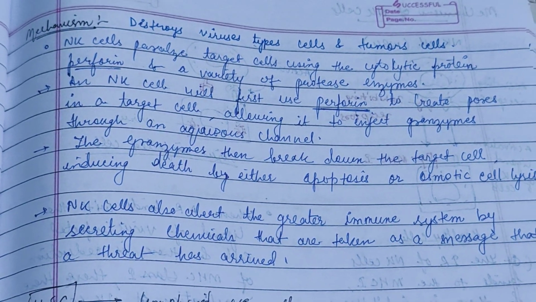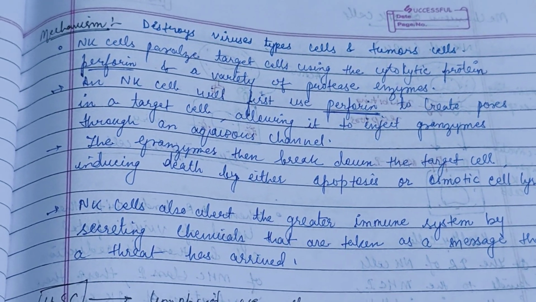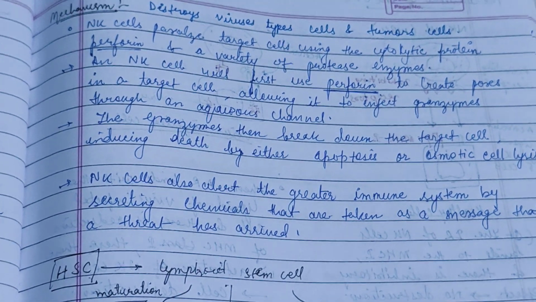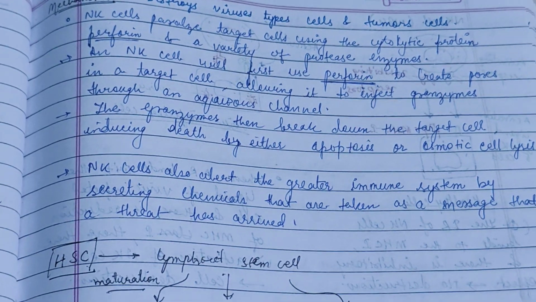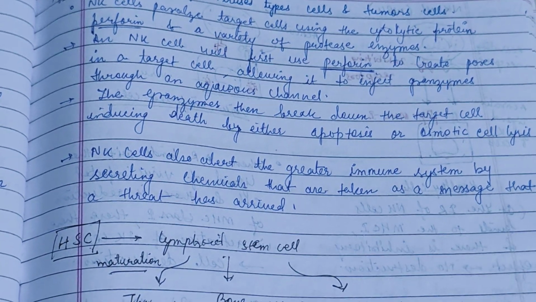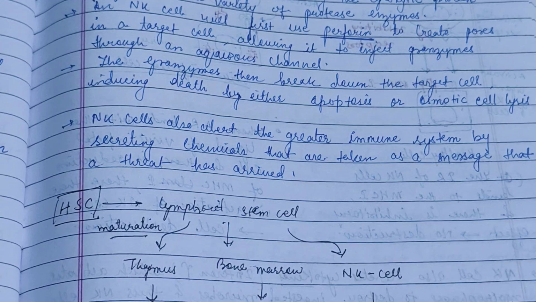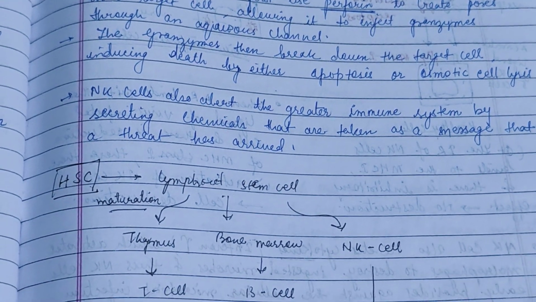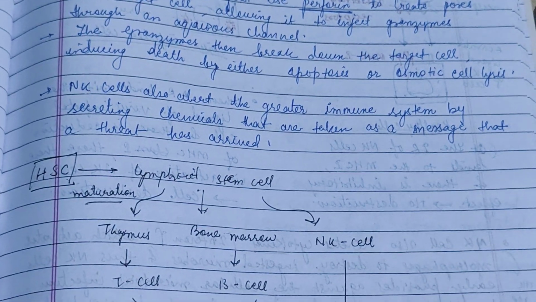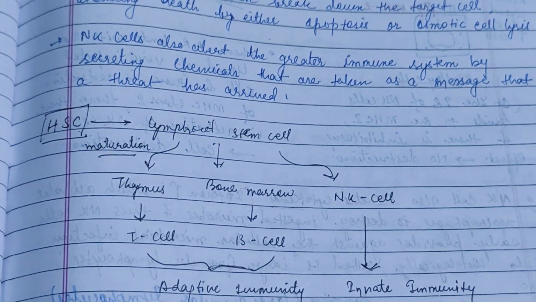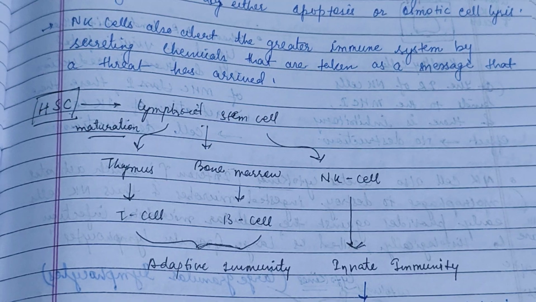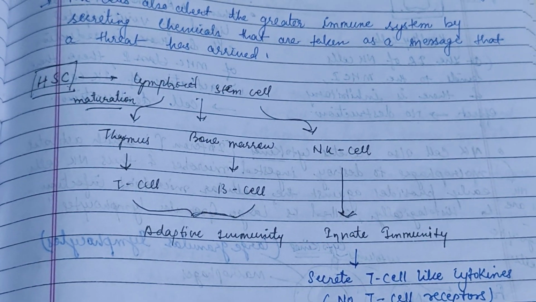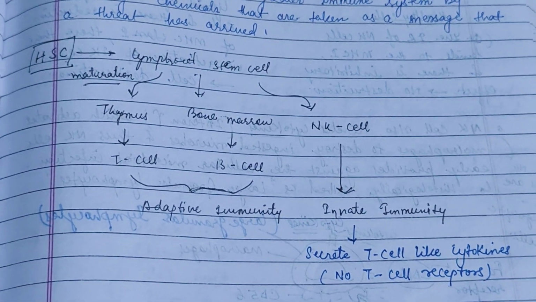Mechanism of NK cell mediated immunity: it destroys virus-infected cells and tumor cells. NK cells paralyze target cells using the cytolytic protein perforin and a variety of protease enzymes. It also uses perforin to create pores through an aqueous channel. NK cells also alert the greater immune system by secreting chemicals that are taken as a message that a threat has arrived.